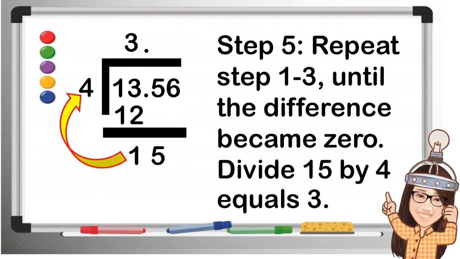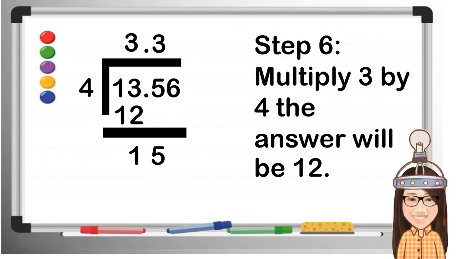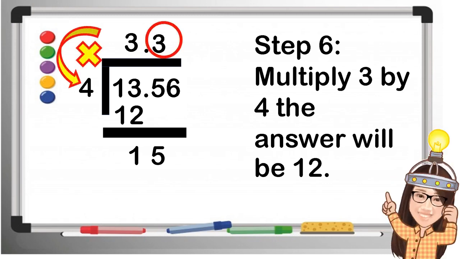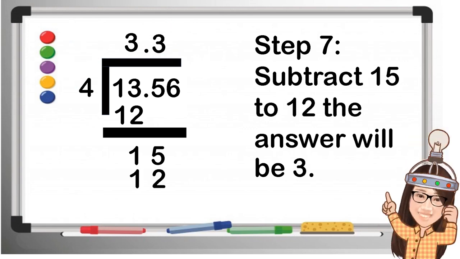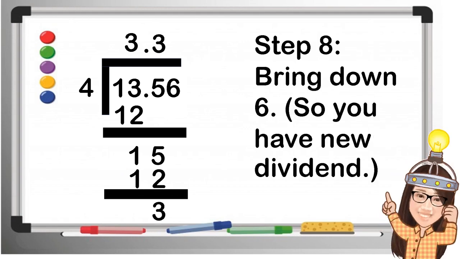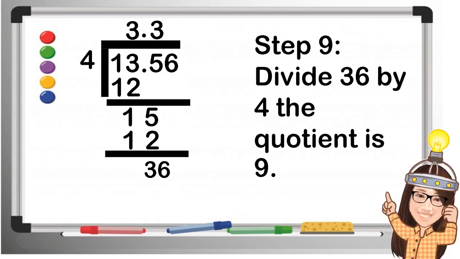Divide 15 by 4 equals 3. Step 6. Multiply 3 by 4 and the answer will be 12. Step 7. Subtract 15 and 12. The answer will be 3. Step 8. Bring down 6, so you have a new dividend. Step 9. Divide 36 by 4. The quotient is 9.